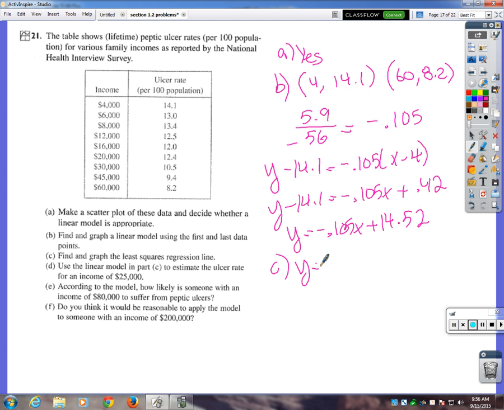Y equals, I used the big numbers. What did you guys just write down off the calculator, what did you write down? Yeah, negative point zero what? D, use the linear model in part C to estimate the ulcer rate for an income of 25,000. So for us, what do we plug in for x? 25, because we went by 1,000.